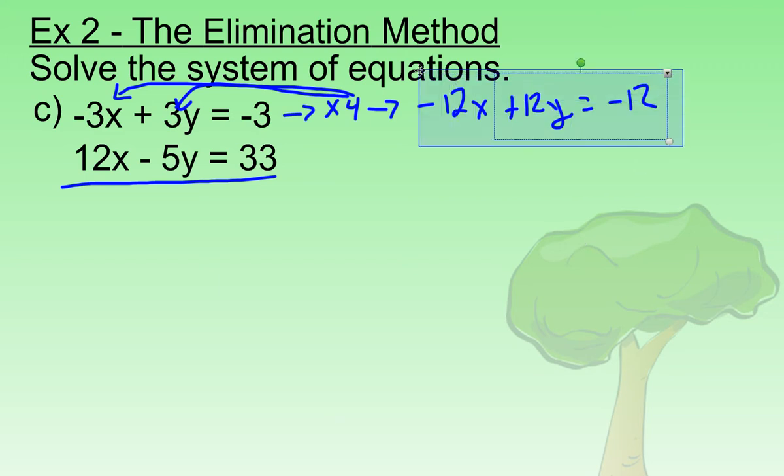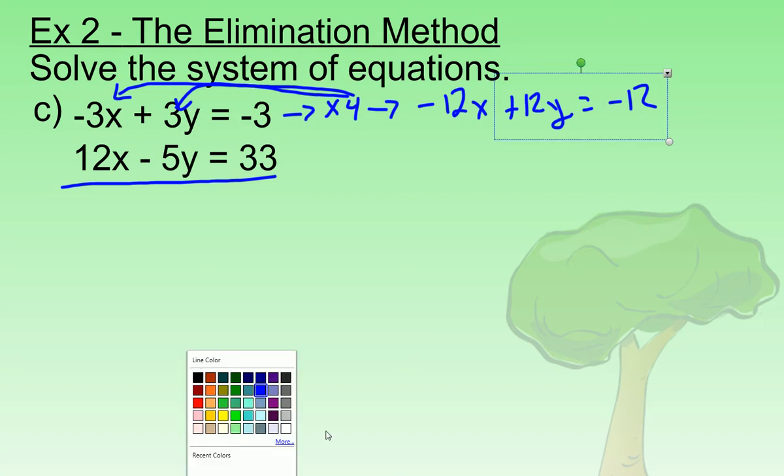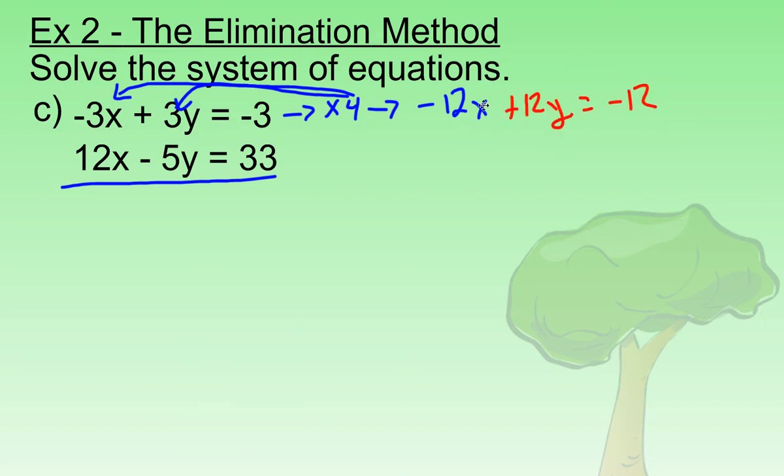Can I have this in another color? I want it in a different color. Red, and I'm just going to erase that part. Minus 12x in red. That way you just keep it separate. So I multiplied by 4, and this is what I got as a result of multiplying by 4.